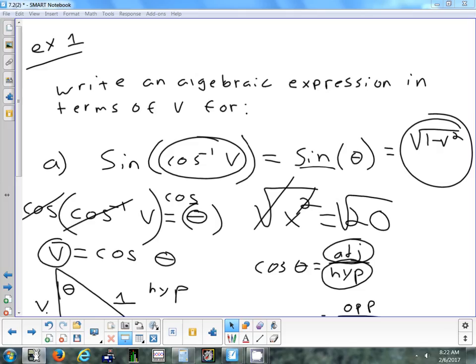Pretend v is 2. You'd have 1 minus 2 squared, which is 4. 1 minus 4 is -3. You can't take the square root of a negative number. So if you didn't understand why v had to be between -1 and 1 in the trig function, hopefully you do in the algebraic function. It can't be imaginary.